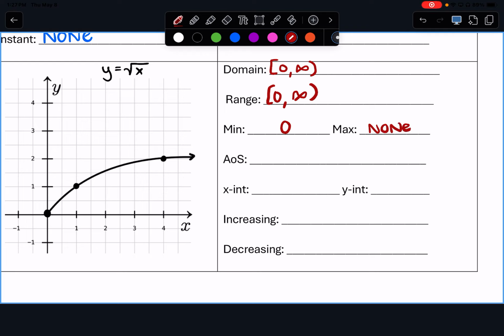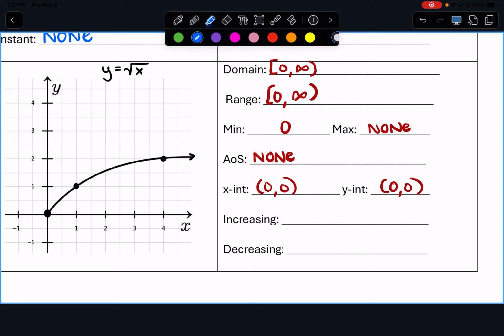Does this graph get cut in half? No. So axis of symmetry? None. Where does this graph touch the x-axis at? 0. Where does it touch the y-axis at? 0.